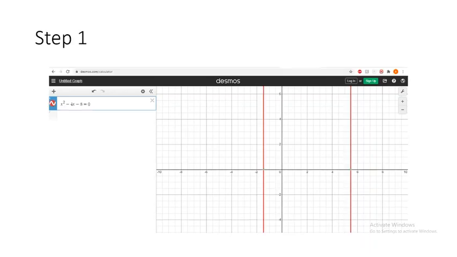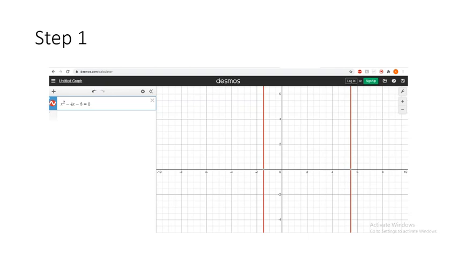So in our case, this is our step one, we're going to type in our equation, x squared minus 4x minus 8 equals 0. And then we automatically see that a graph pops up. Now, even though this graph looks like two parallel lines, it is in fact one equation. If we were to zoom out, we'd be able to see that it is one parabola. But for our purposes, we don't really care much about that. We just care about finding the zeros.